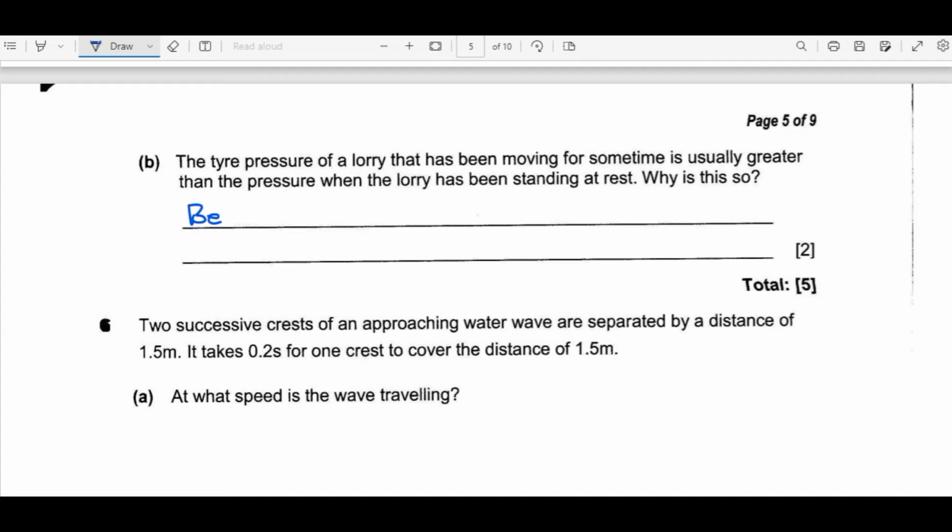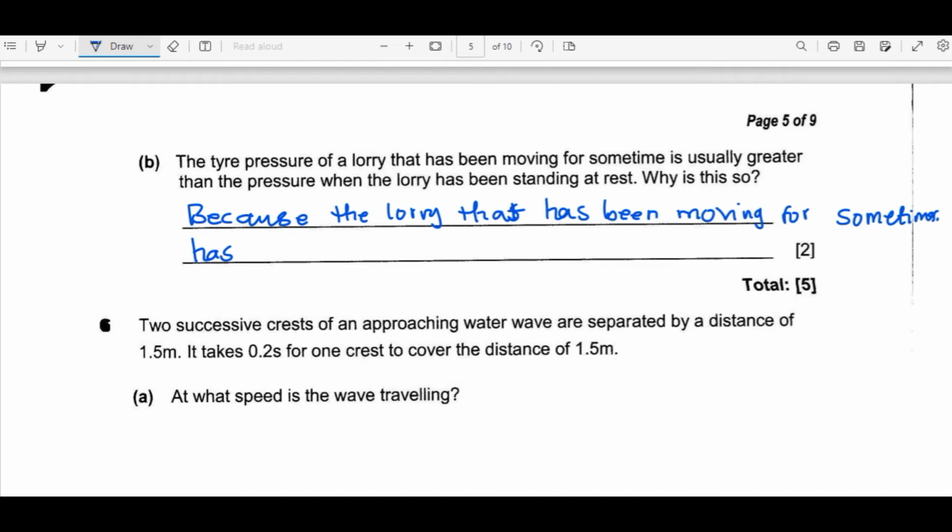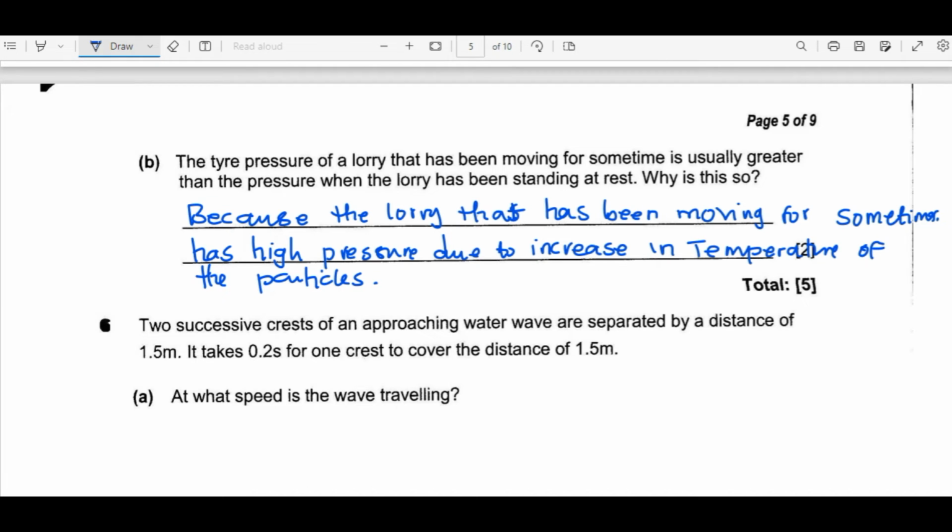So say: because the lorry that has been moving for some time has high pressure due to increase in temperature of the particles. So this is just done by the friction.